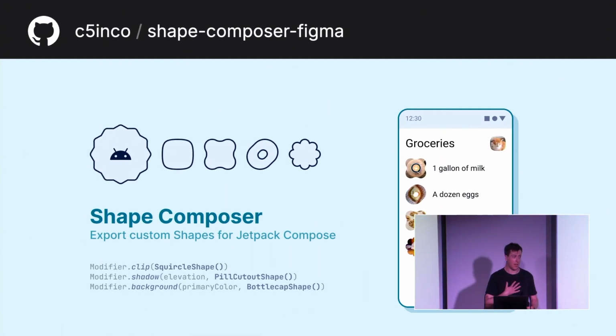And if it does, there is a Figma plugin called Shape Composer. And what that does is, if you're familiar with Figma at all, you can define whatever shape you want, and then it will actually output Compose code for you. It won't give you the very nice width and height parameters, but it will at least spit out a bunch of code that you can then take and add those if you want.